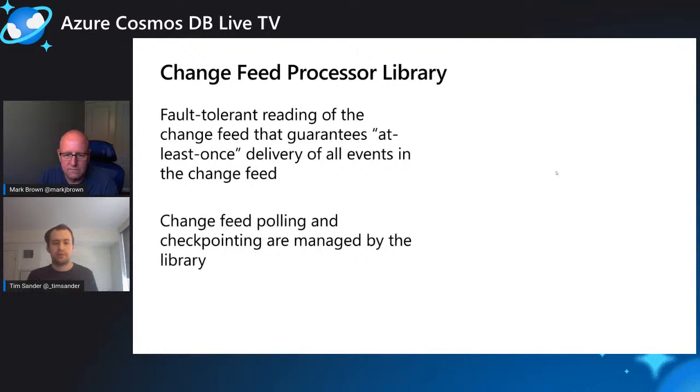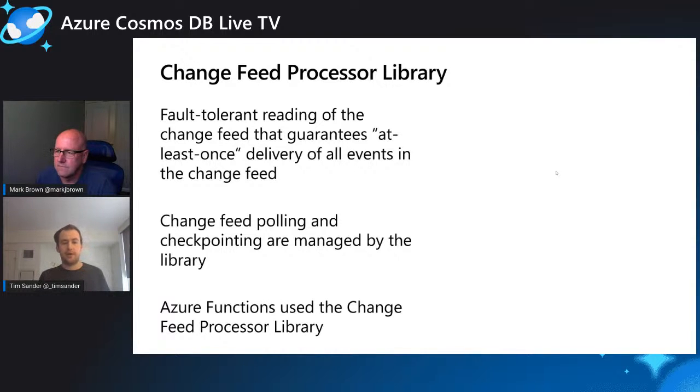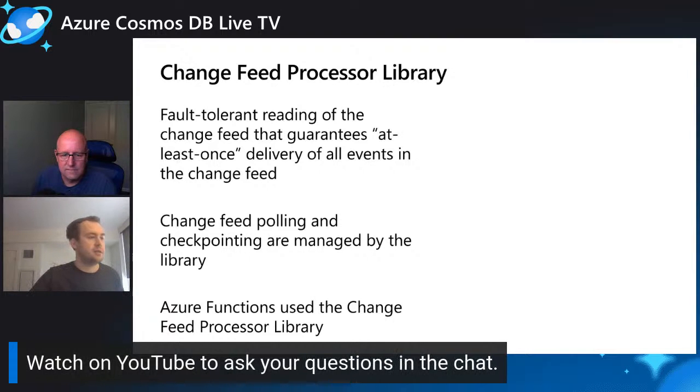Now, the change feed processor library will manage polling and checkpointing for you automatically. And we use something called a leases collection to maintain the state for the last processed change of the change feed. This is all managed automatically by the change feed processor library. I'll show you a quick example of what the leases look like.